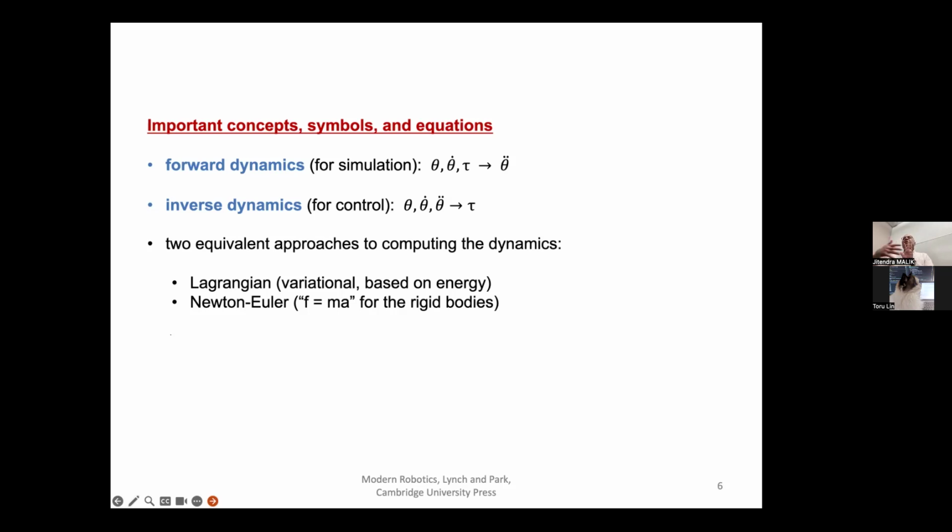And then you can kind of integrate from that, right? So that you have a short moment in time delta t, you figure out the new configuration, you continue. So that's a forward problem.